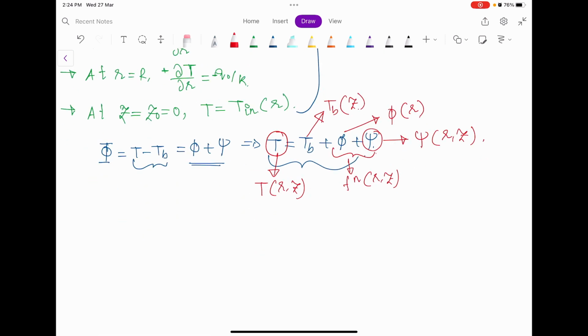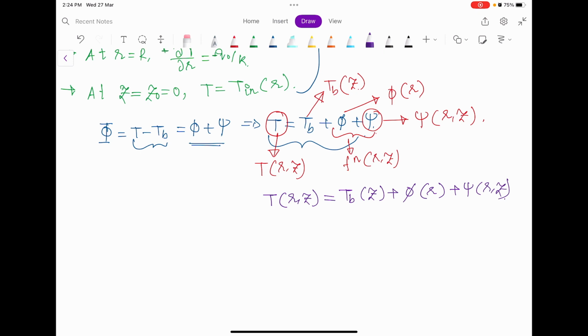So ultimately my t of r comma z becomes tb of z plus phi of r plus psi of r comma z. So I have broken down my unknown variable t into three unknown variables.